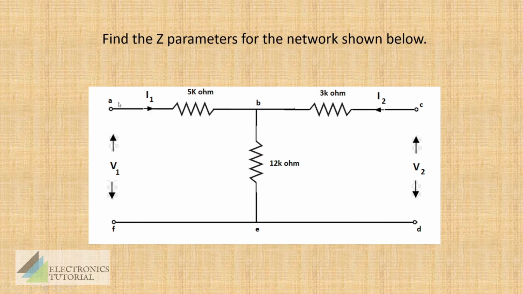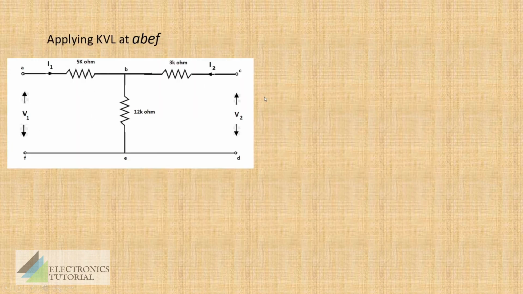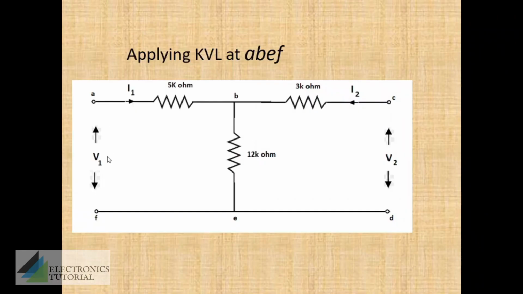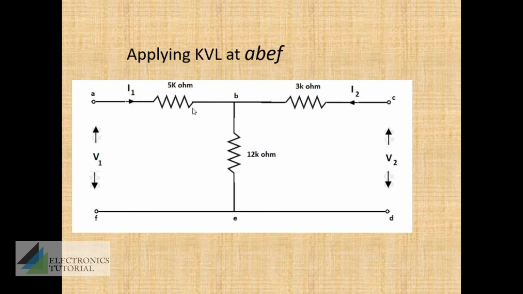The same question can be solved using a simple method. The only criterion is that the network should be a T-shaped network. We need not do all those steps. It's very simple. I'll explain it to you. The network shown consists of two closed loops. We'll first apply KVL to the first loop, that is ABEF. Here V1 acts as a voltage source and drop occurs at the 5 kilo ohm and 12 kilo ohm.